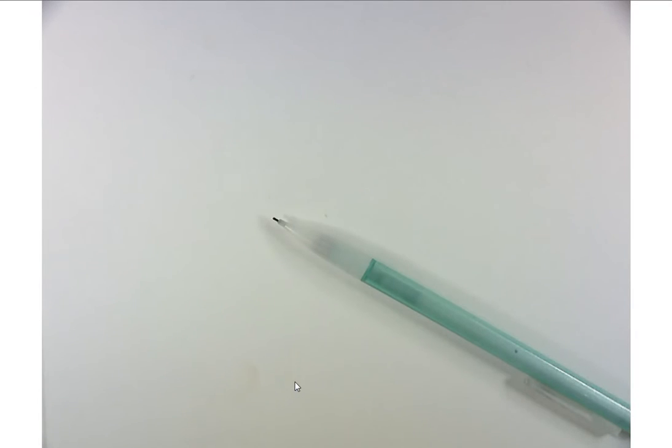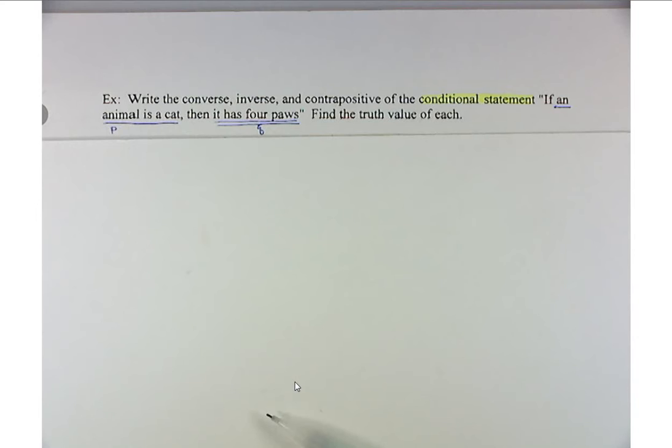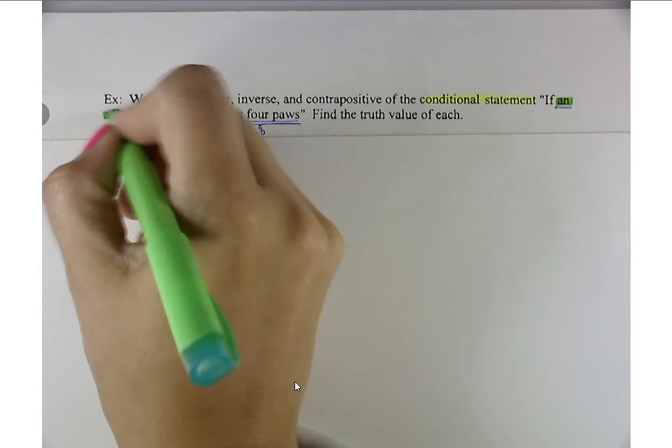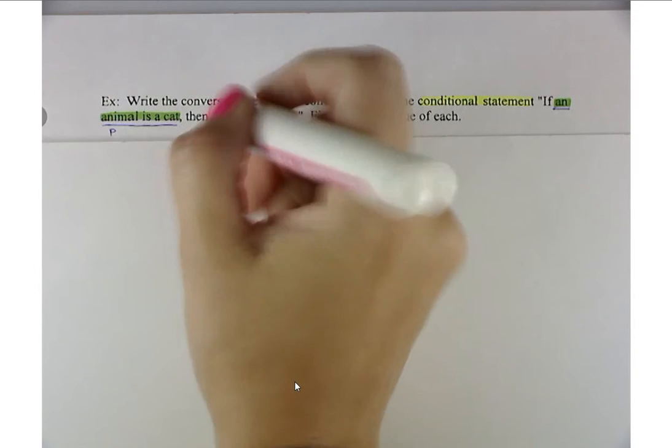Okay, your conditional statement: if an animal is a cat, then it has 4 paws. So what I did first is I identified my P and my Q. Okay, so this is my conditional statement. My P value is an animal is a cat. Notice I did not include if. My Q value is going to be it has 4 paws.